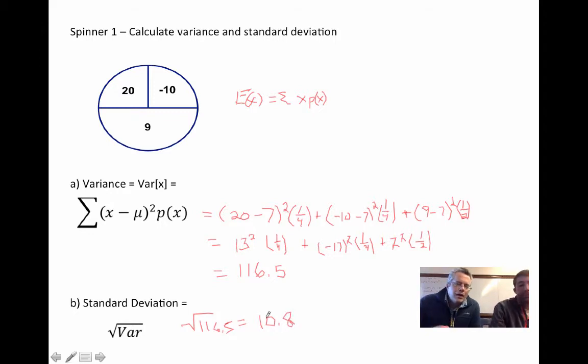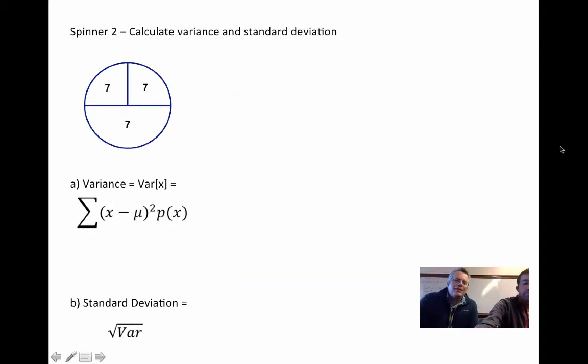If we did this many times and entered it into a calculator to find the standard deviation, it should be approximately 10.8. So in the long run, we expect the average to be 7, and 10.8 would be the standard deviation of our winnings. Okay, let's go to the next one. This one's going to be a piece of cake. I got the easy job on this one.